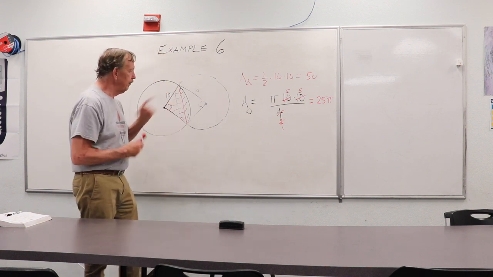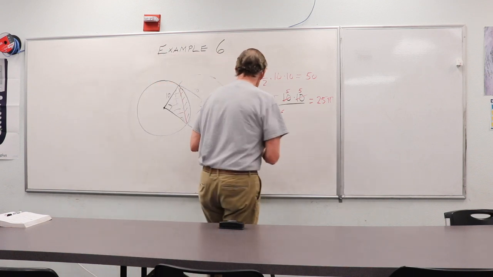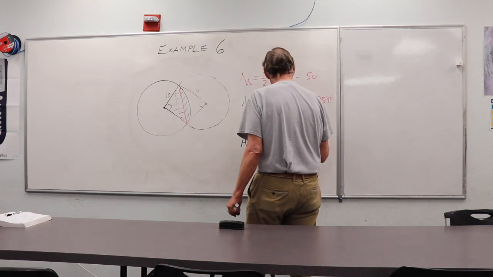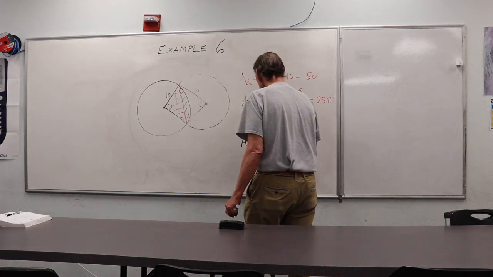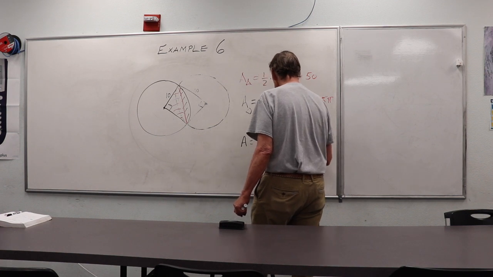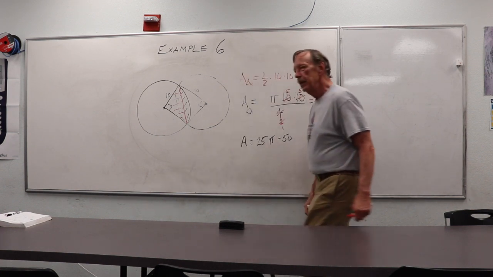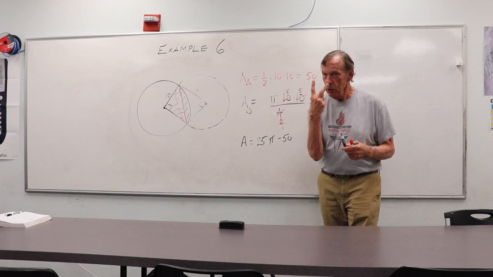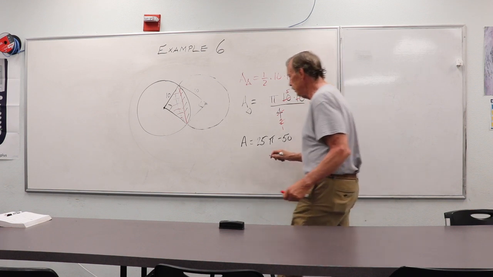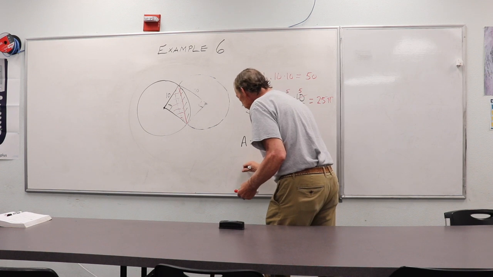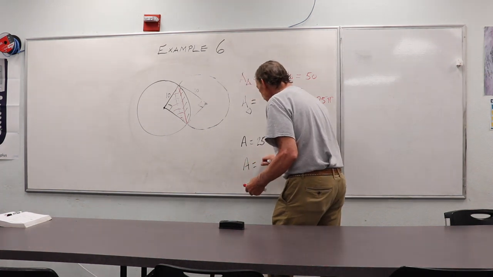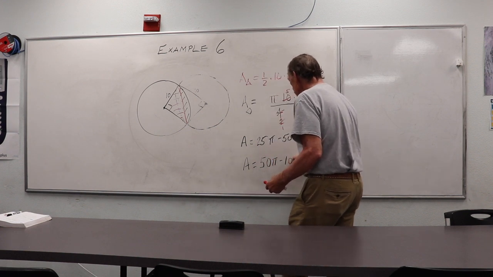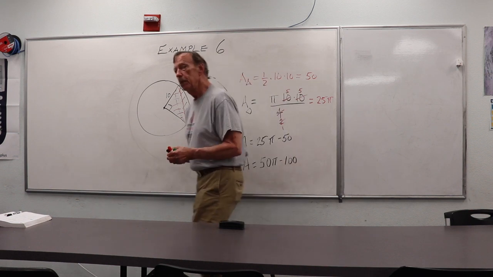So now, the area of this little segment, what we set out to find, 25 pi minus 50. But remember, to solve this problem, how many of these do we need? 2. So, the area that we need is going to be 2 times that, or 50 pi minus 100.